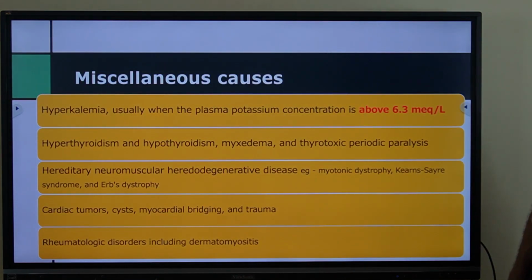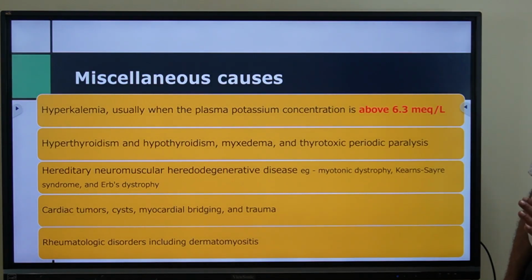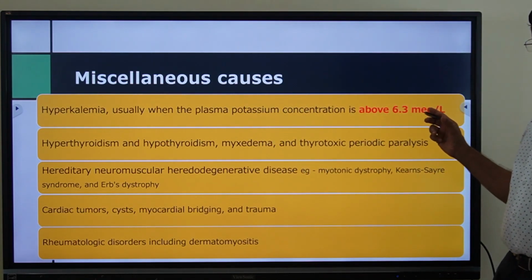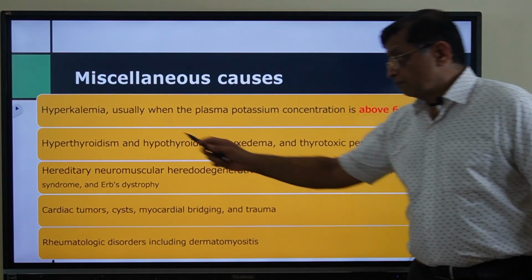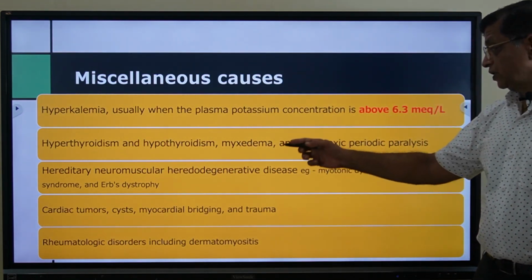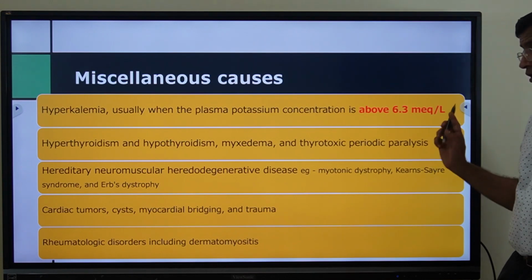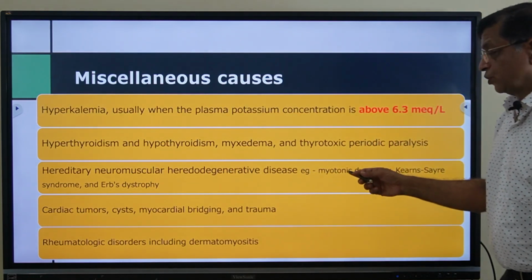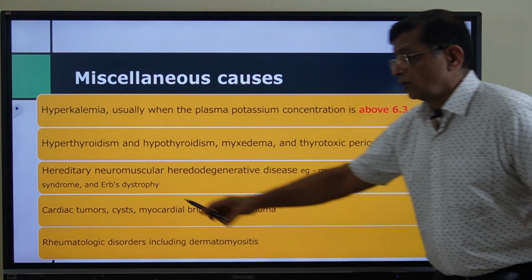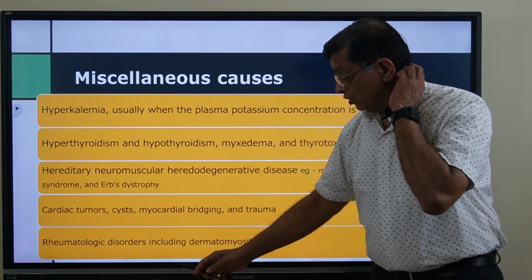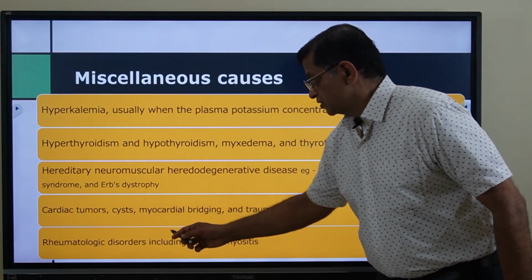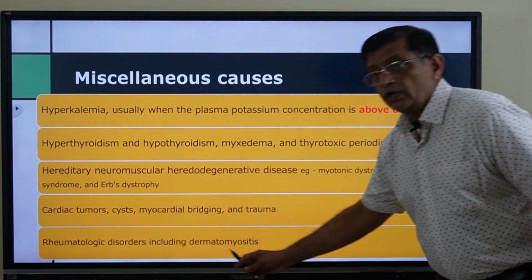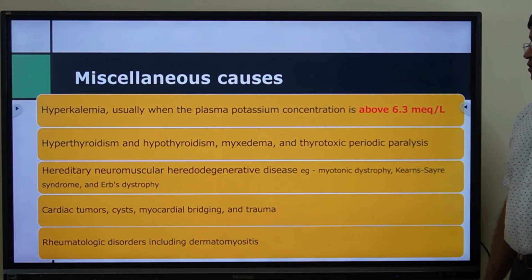Miscellaneous but important causes. For example, hyperkalemia, usually when the potassium rises above 6.3, the patient will have AV block. Hyper or hypothyroidism and myxedema or thyrotoxic periodic paralysis can cause AV blocks. Hereditary neuromuscular diseases like myotonic dystrophy, Kearns-Sayre syndrome and Erb's dystrophy. These are rare conditions but can cause AV blocks. Some cardiac tumors, cysts and myocardial bridging and cardiac trauma can cause AV blocks, and rheumatologic diseases including dermatomyositis. So these are the rare causes.